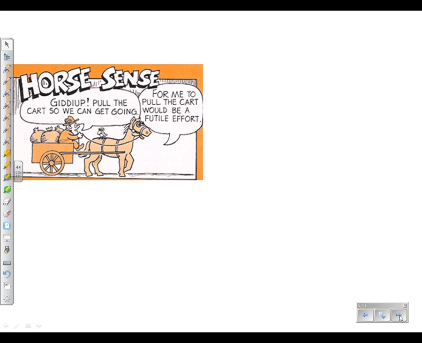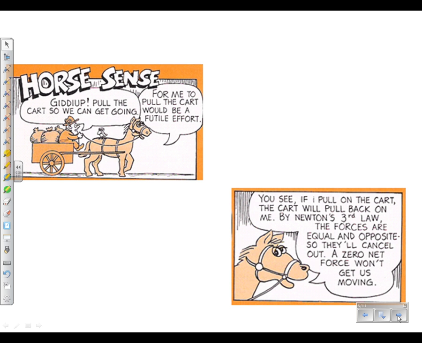Are we giving him a futile effort? Yeah. It's just not worth it, right? So the horse reasons, hey, if I pull, the cart pulls back on me. And by Newton's third law, it's a horse that knows physics, right? Okay. Newton's third law says these forces are equal and opposite, and they'll cancel. That means a zero net force won't get us going anywhere, so I might as well not even try. But we've already established, is the horse right in this situation? No.